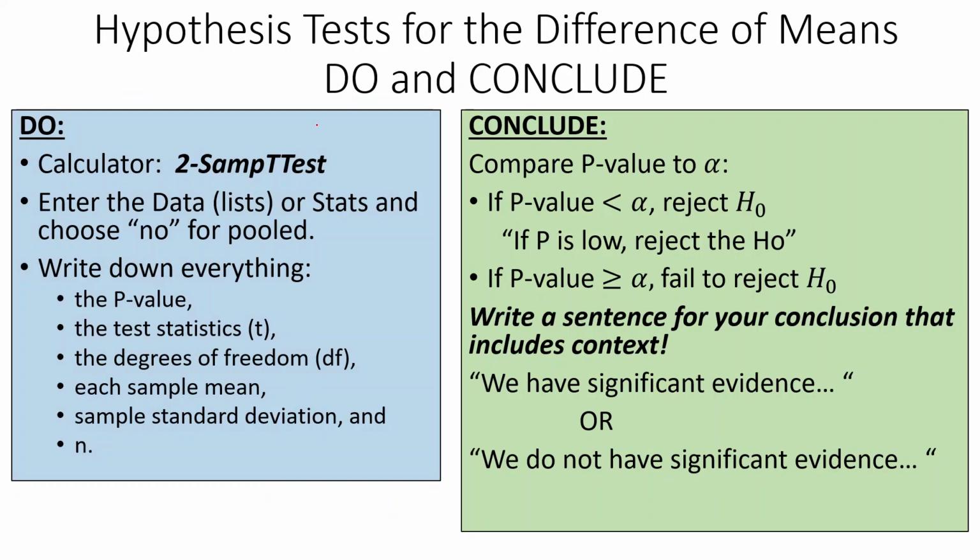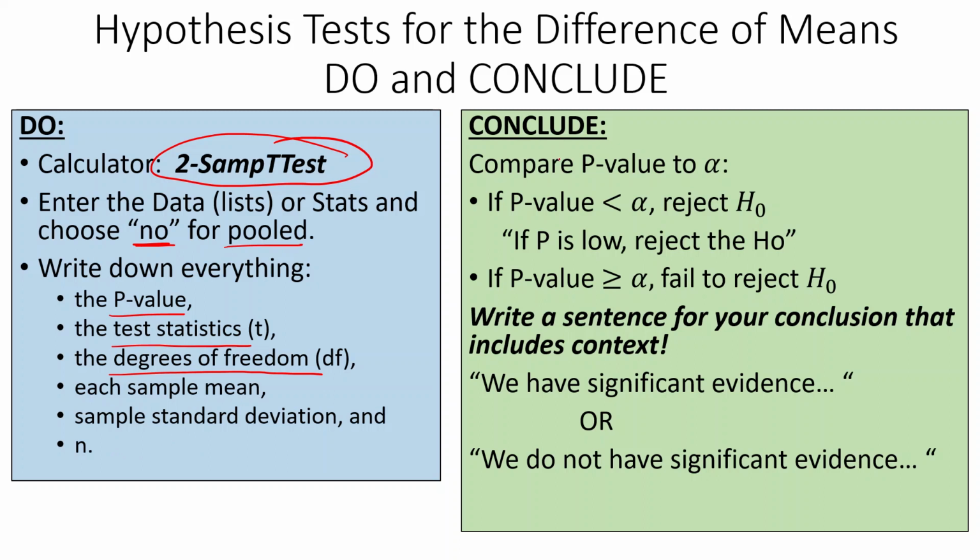All right, doing. So when we get to our calculator, it is a two sample t-test. Two sample t-test. All right, so if we're using data, we put in the lists. If we're using stats, we put in the actual numbers. Generally, we're going to select no if it asks if we want to do pooled data. Unless it says otherwise, we just go with no. All right, and then we write down everything it gives us. So we need the p-value, we need our t, we need our degrees of freedom. All right, if we use data, then we'll write down the sample means, the standard deviation, and the n. Otherwise, we've already listed them.